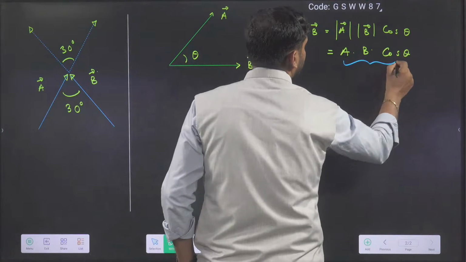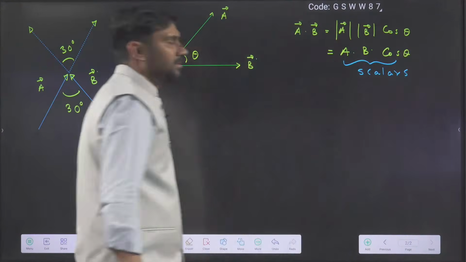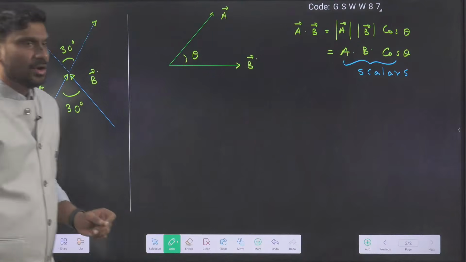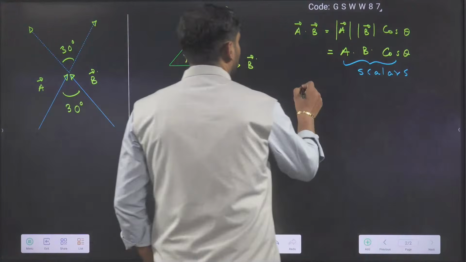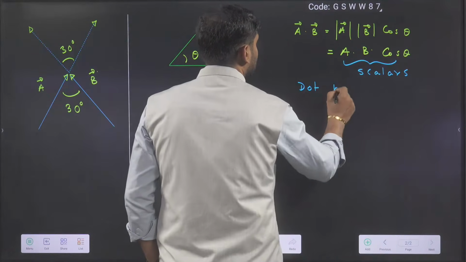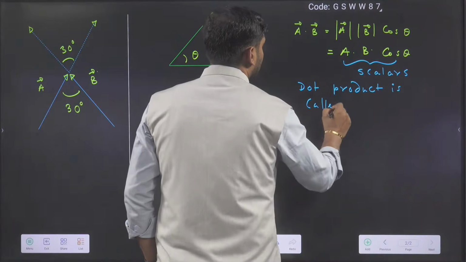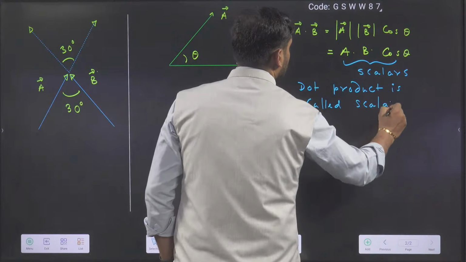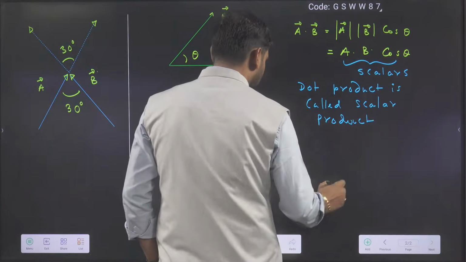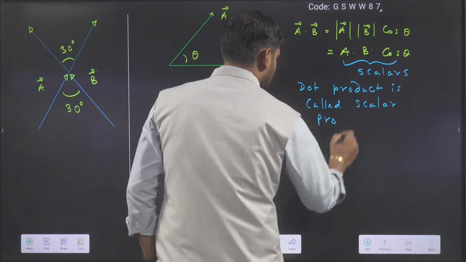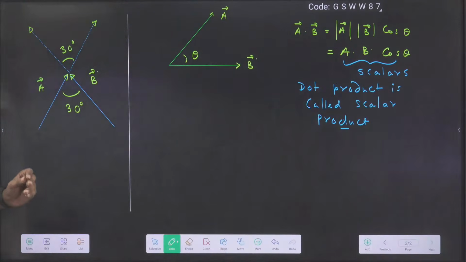I will tell you. So look at the quantity here. This all term, they are basically scalars. Everything on the right hand side is scalar. So that is why it is called scalar product. So that is why dot product is called scalar product. Okay, this is the reason why dot product is called scalar product.